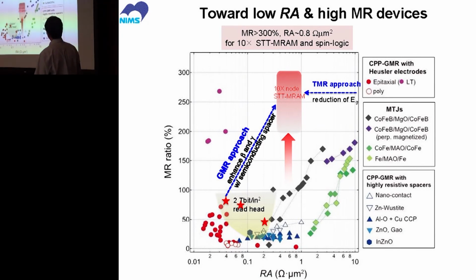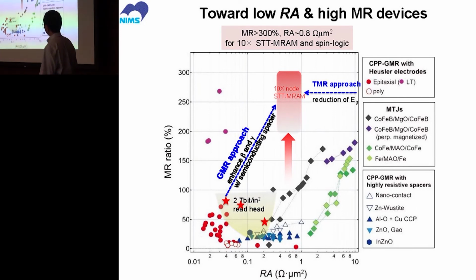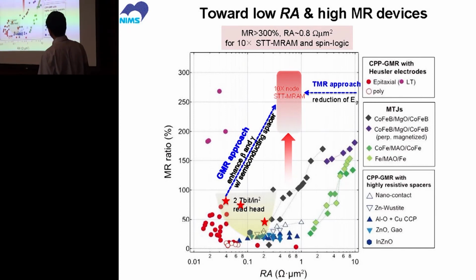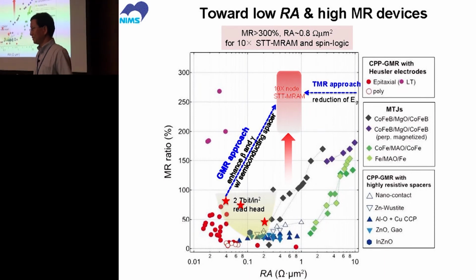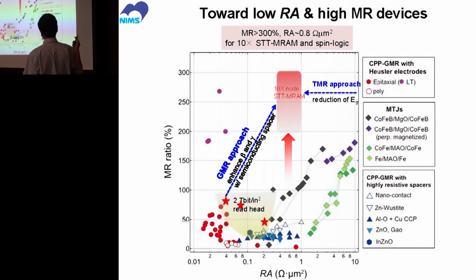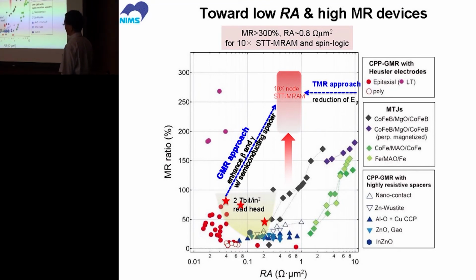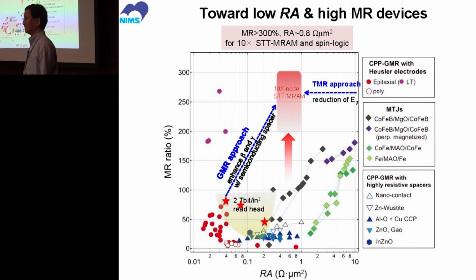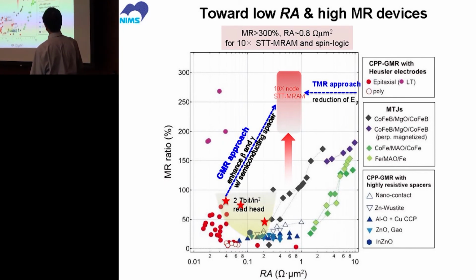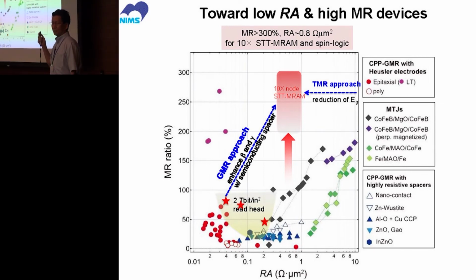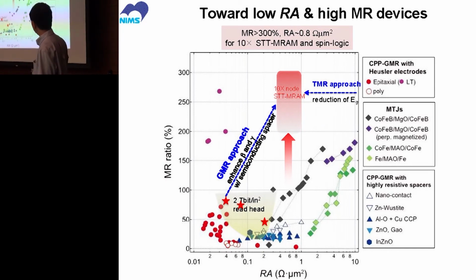And as I said, if we are to achieve 10 nanometer node STT-MRAM, the required MR ratio and RA will be around here. So this one shows no MR device can satisfy this requirement. There would be two approaches. One is to reduce the band gap of the barrier of magnetic tunneling junctions. I call this the TMR approach. Change the spacer material from ferromagnetic alloys to obtain high MR at low RA range.